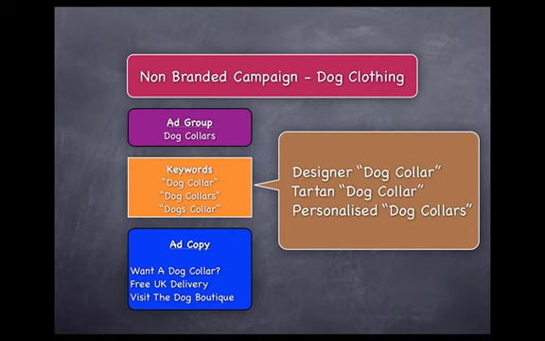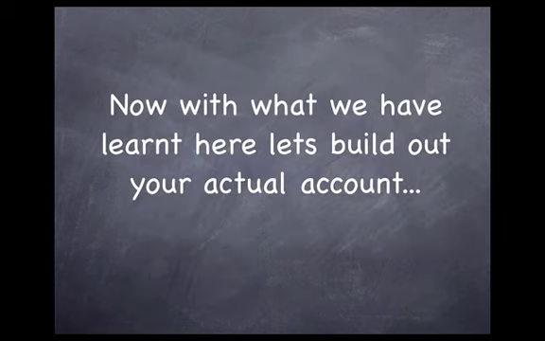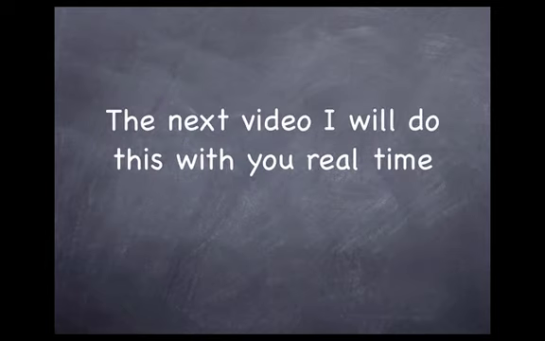But what might eventually happen is we may see that tartan dog collar gets so much traffic compared to all the others, it's worth splitting out into its own ad group, because then we can give it its own ad copy, something more relevant to what the person's searching for, and send them straight to the tartan dog collar part of our website. So this is all worth bearing in mind when you're structuring your account first on paper. Okay, now with what we've learnt here, let's build out your actual account. Next video I'll do this with you in real time.